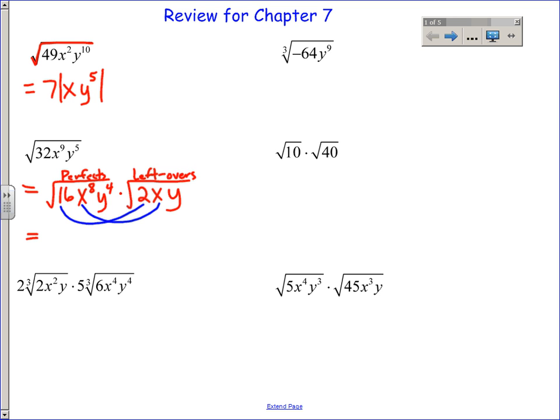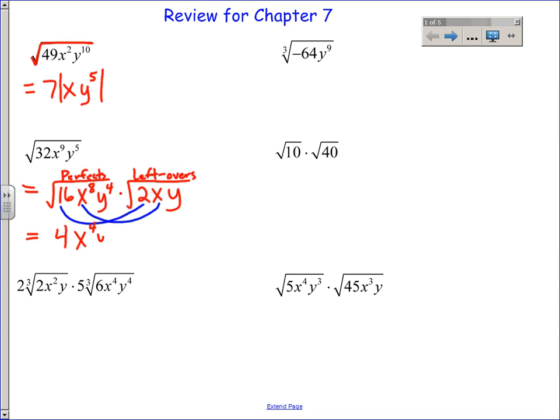So the square root of 16 would be 4. The square root of x to the 8th would be x to the 4th. It is the number that I add to itself to get 8. Another way to look at it, with exponents only, not regular numbers, 8 divided by 2 would give me that 4.